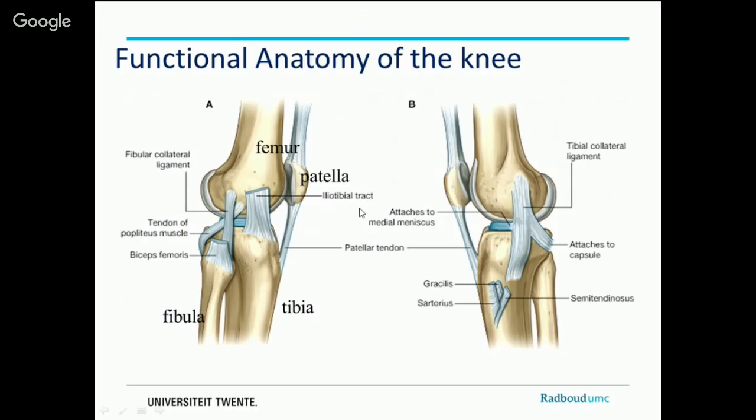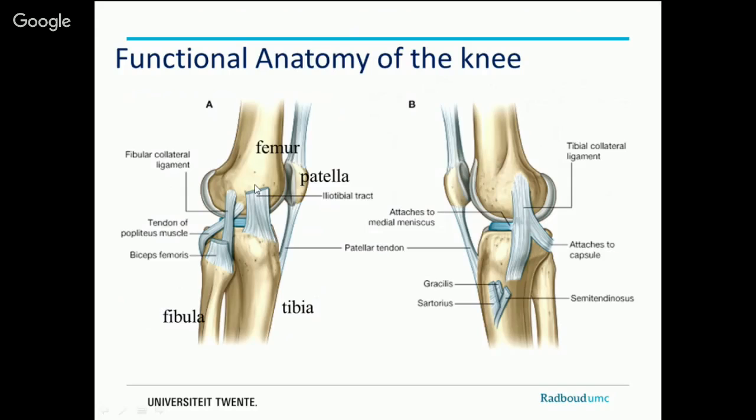Then I move to the knee. Professor Gupta already talked a little bit about the knee. It is important to analyze where the fibula is. This is the fibula. The fibula is on the outside, so that's on the lateral side. That's how you can immediately see what the lateral and the medial side is. So this is the lateral side.